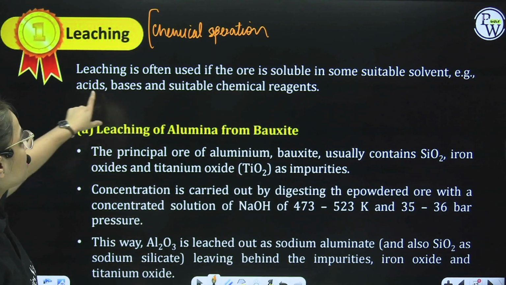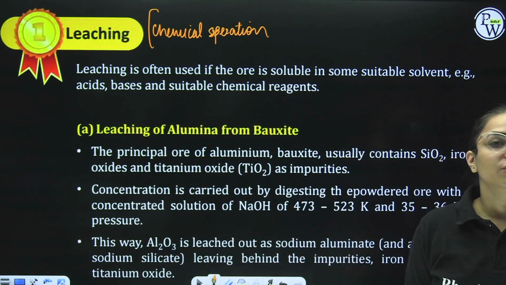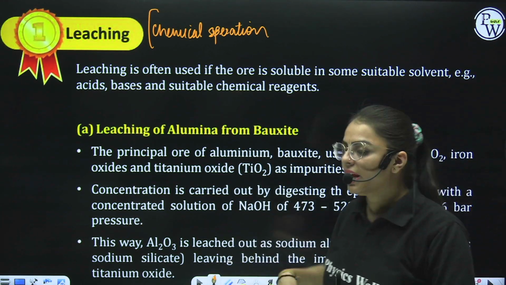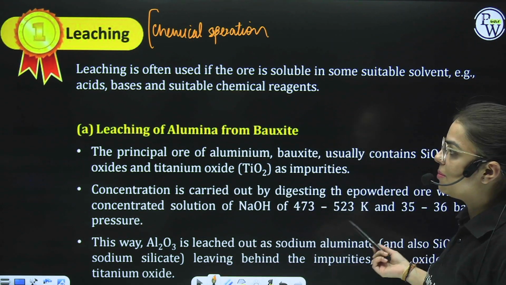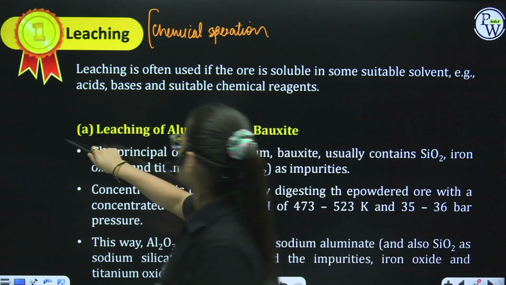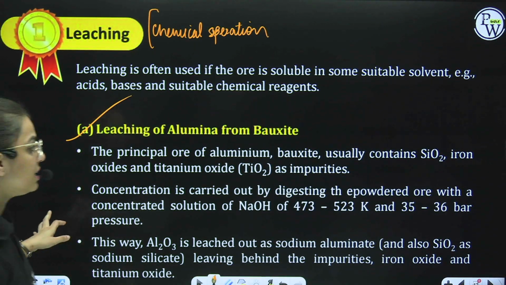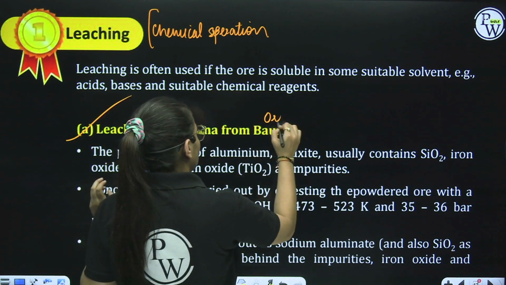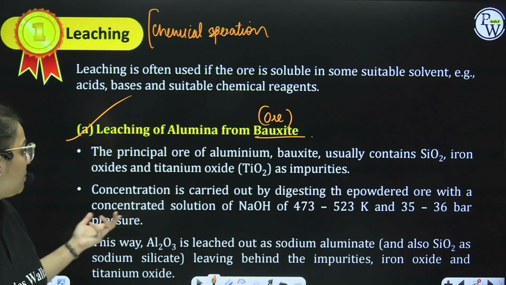Let's understand this. Leaching is often used if the ore is soluble in some suitable solvent. We are going to take a suitable solvent and the ore should get dissolved into it. This is the important part. For example, acid, base and suitable chemical reagents. Now, this is important: leaching of alumina from bauxite. Bauxite is basically the ore of aluminium, right? So let's see how we are going to do the leaching process, the chemical method.